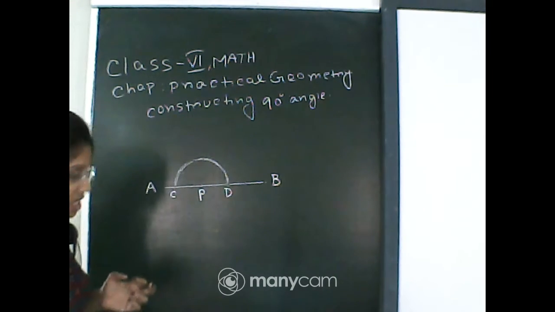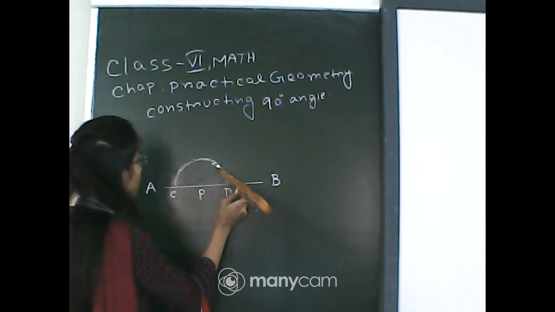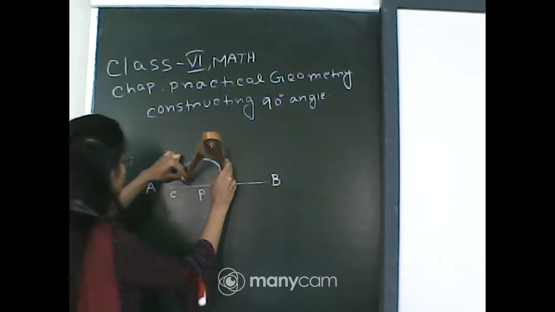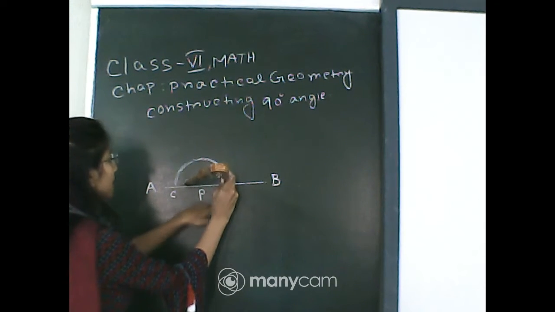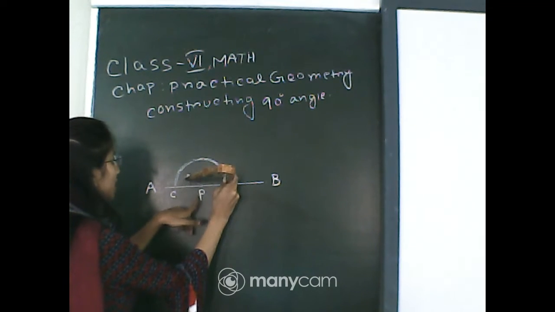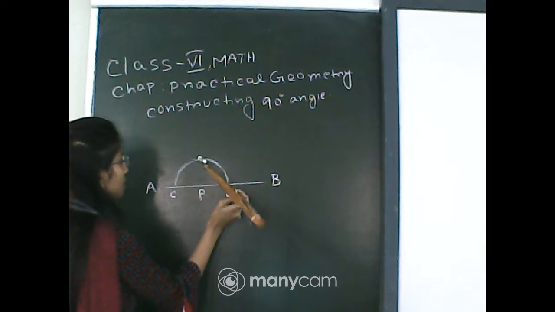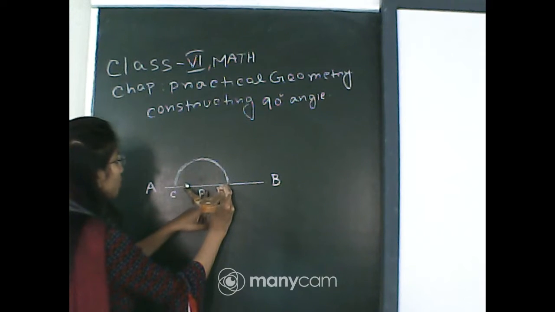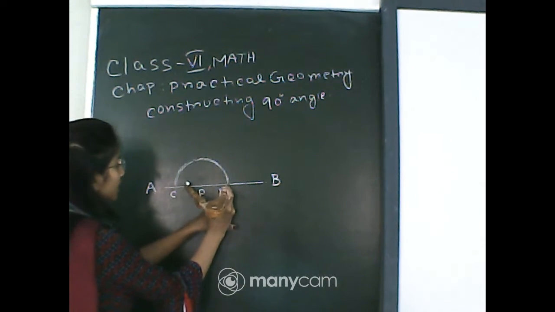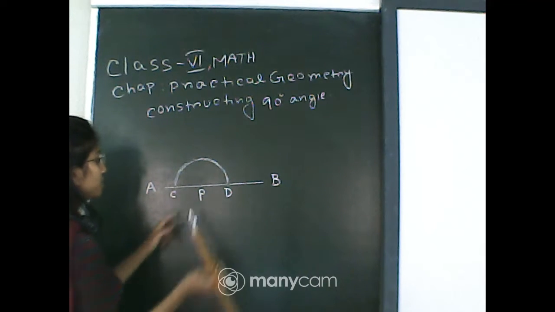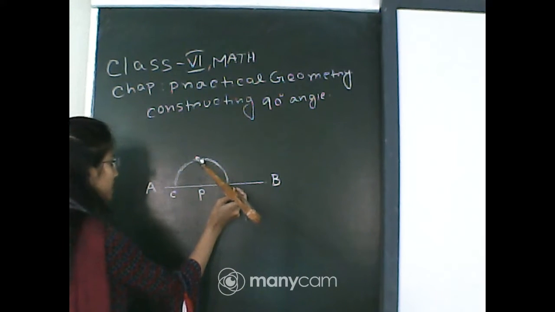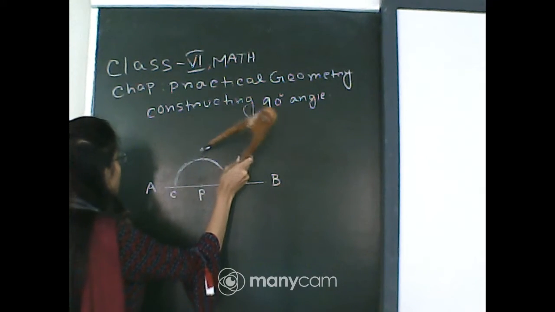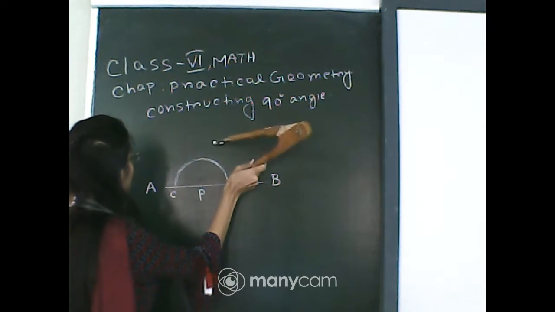Okay. Next step is place the pointer of compasses at D and take the radius more than DP. Again I repeat, take the radius more than DP. Place the pointer of compasses at D and take the radius more than DP and draw an arc.